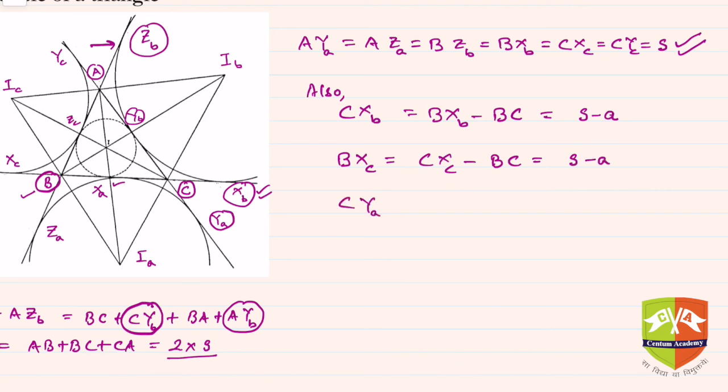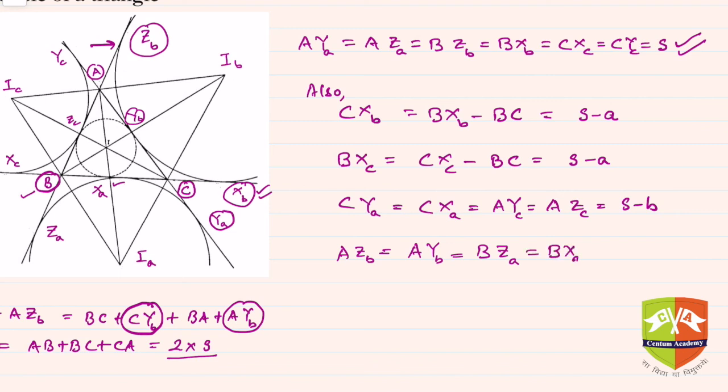Similarly, you can write CYA is equal to CXA is equal to AYC, all of them will now become equal to AZC, which is equal to S minus b. Similarly, with the same logic, you can prove this as well. And finally, AZB is equal to AYB is equal to BZA is equal to BXA is equal to S minus c. So all of them are related to the semi-perimeter and the length of one of the sides, correct? So pause the video and spend some time to understand these relationships. I just rewrote the result, so you can try and arrive at the same result.